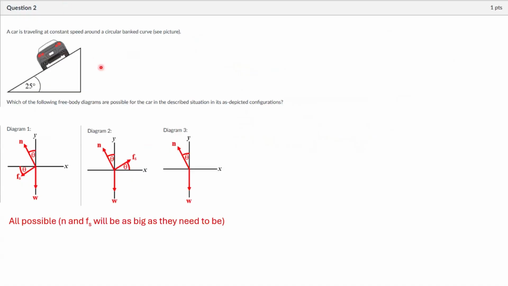Question 2, banked curve. Okay, so cars traveling at constant speed around a circular banked curve. Well, if I'm traveling in a circle, even though my speed is constant, I am accelerating, because my direction's changing. The direction of my acceleration is towards the center of the circle I make. So in this case, I would be going around a circle, turning to my left. My acceleration should point left. Which of the following free body diagrams are then possible for the car in the described situation?